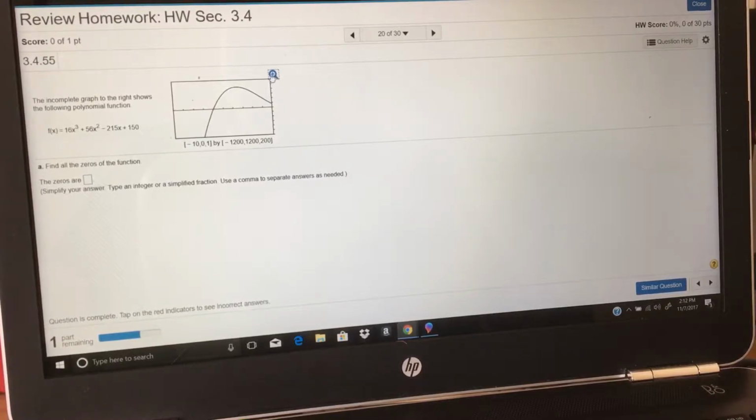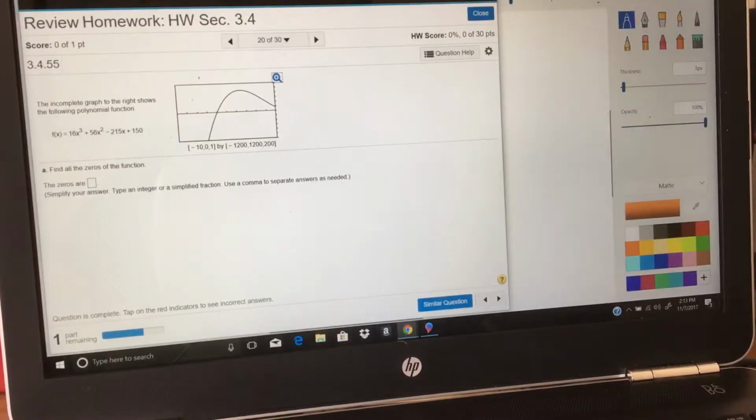We're not being allowed to zoom in. Hold on, there we go. Nope. Okay, so we can't zoom in. So let's see here, -1, 2, 3, 4, 5, 6. So -6 I get as a zero of the function.